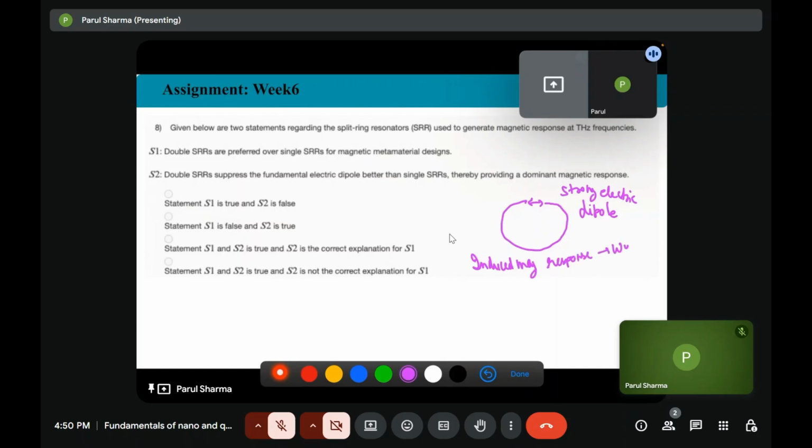which was weak. But in case of the double SRM, the first statement is correct. In the second, there is a capacitance C1, C2, and because of this C3, it will suppress the fundamental electric dipole activity. In this case, it will have the dominant magnetic response.